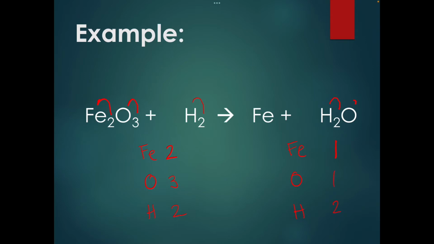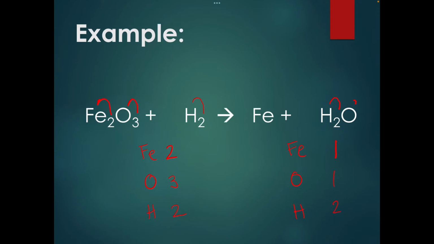Okay, so as we can see here, we're not balanced, right? We have different amounts of iron, different amounts of oxygen, and we do have the same amounts of hydrogen, which is lucky, but we don't have the same of anything else. So let's go ahead and figure this out. I like to start with the metal atoms first. That tends to be the easiest for me.